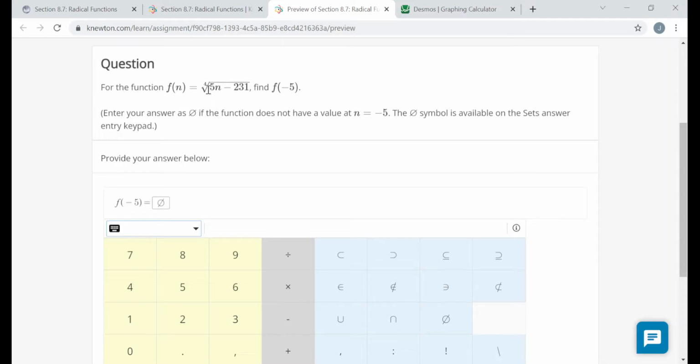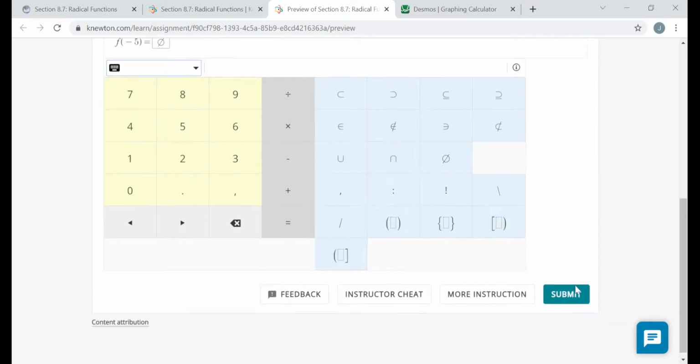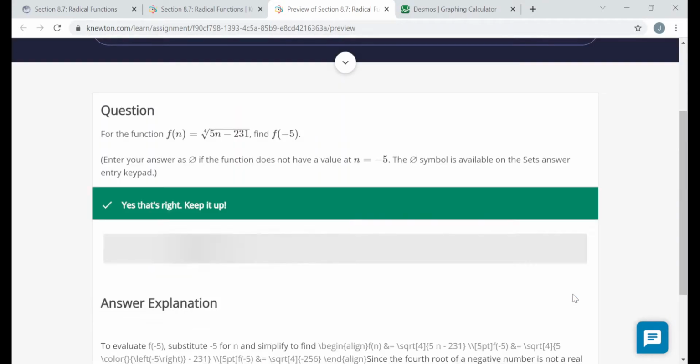With odd roots, it's even easier, right? Odd roots, cube roots, fifth roots, seventh roots, etc. The radicand can be positive or negative, it doesn't matter, right? You'll have a real number output. But here I'm entering that empty set symbol.